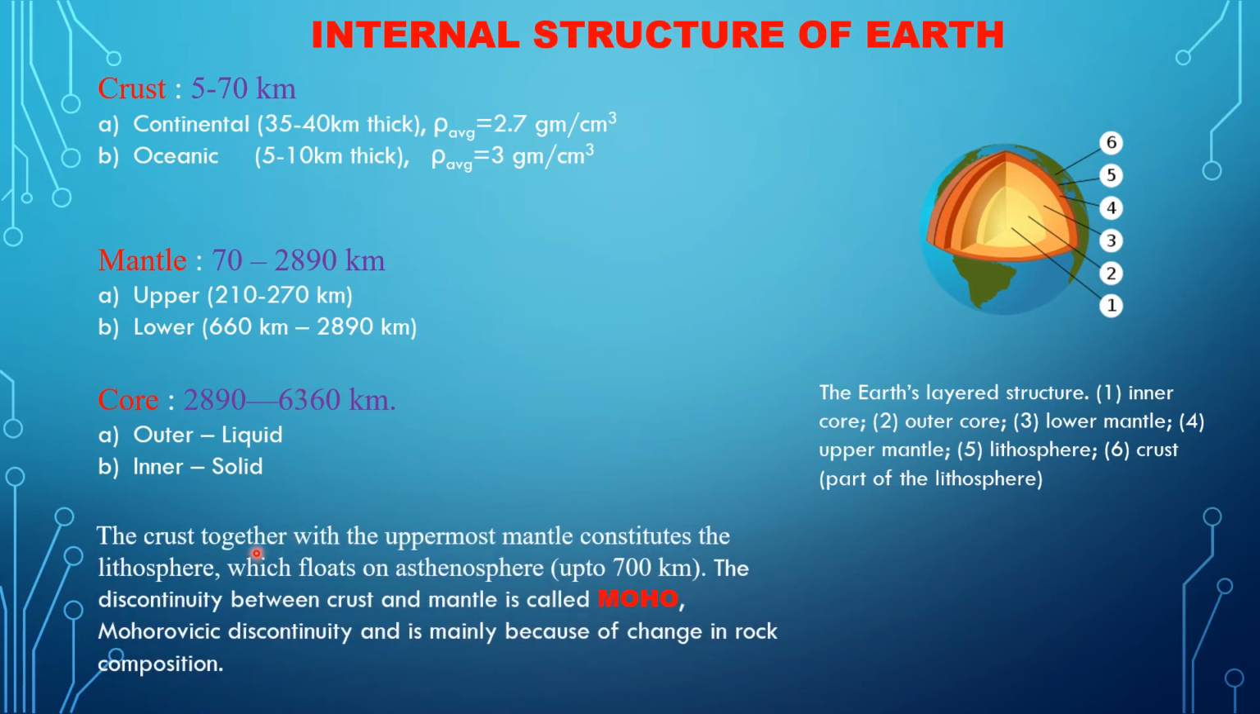So as I have already talked, the crust with the uppermost mantle constitutes the lithosphere, which is floating on the asthenosphere. Asthenosphere is the very liquid portion, a brittle-ductile transition it's called, and the discontinuity between crust and mantle is called the Mohorovičić discontinuity. It is a very important thing, and it is due to the change in the rock composition. So the composition through which the rocks are formed changes. That's why that Mohorovičić discontinuity appears.